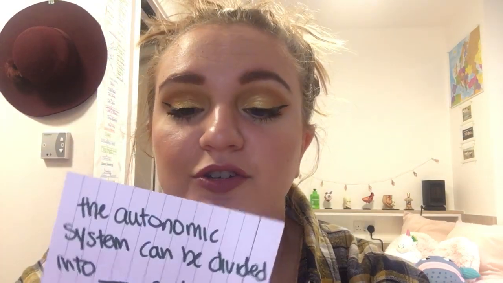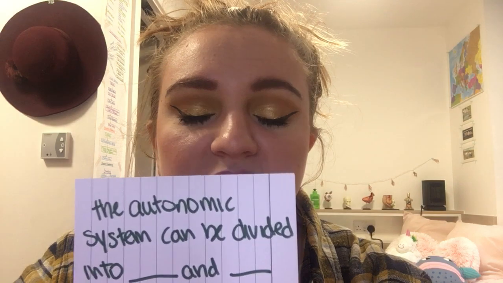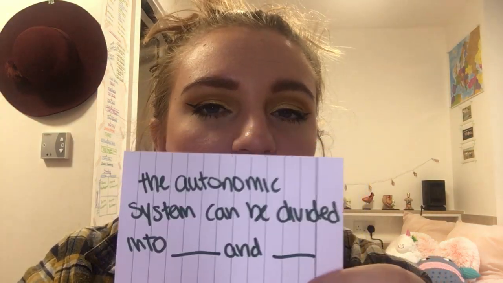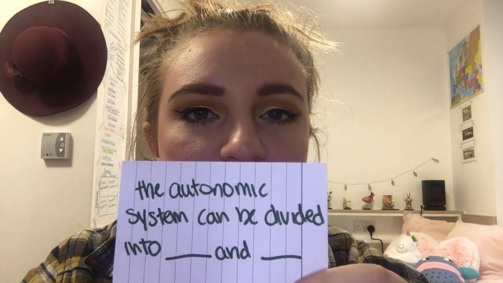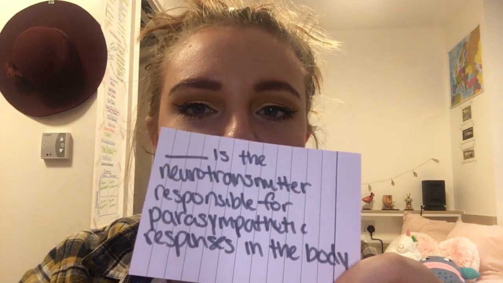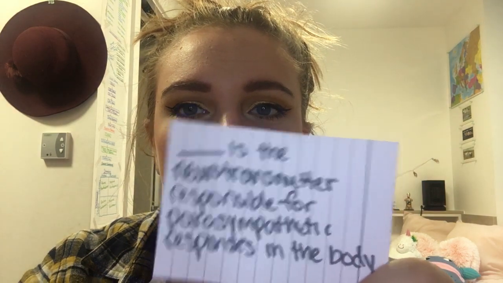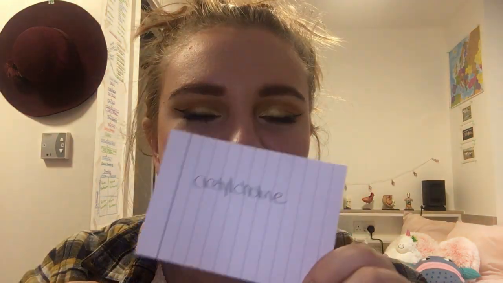The autonomic nervous system can be divided further into blank and blank. So what are the two different divisions of the autonomic nervous system? This is where we get into the sympathetic and parasympathetic systems. Blank is the neurotransmitter responsible for parasympathetic responses in the body. What's that neurotransmitter? It's acetylcholine.